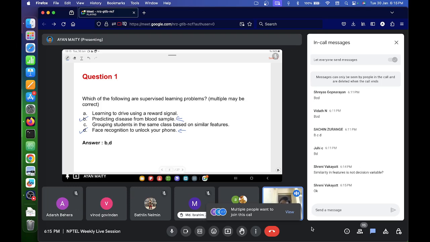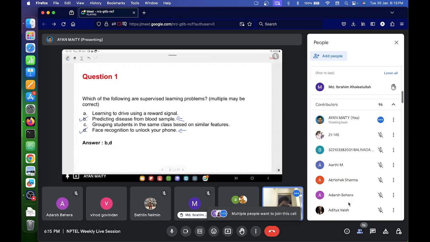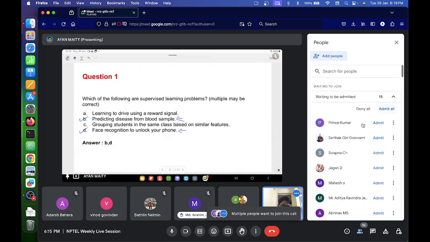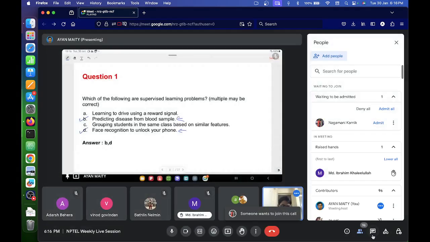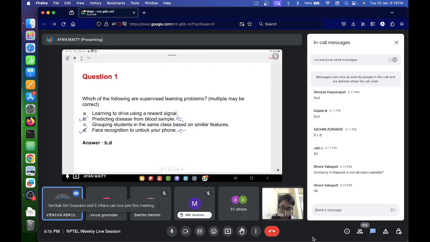Is there any other doubt in this question? Sir, I want to ask one question. Yes. If we have to tell whether it is supervised or unsupervised, if there is confusion in two options in an MCQ, then how can we tell which one is supervised?